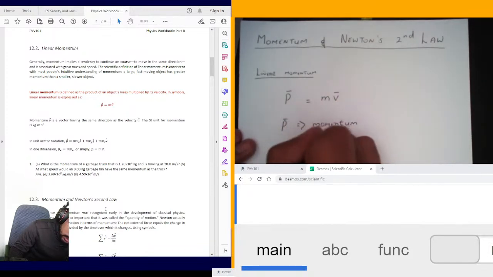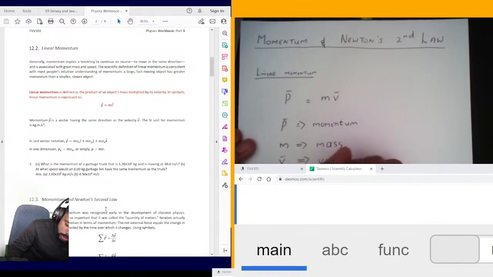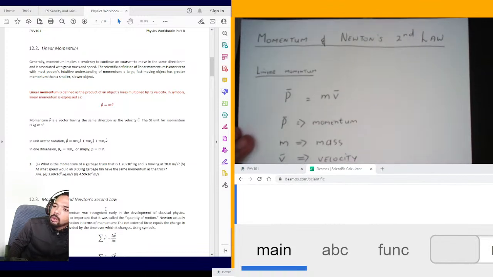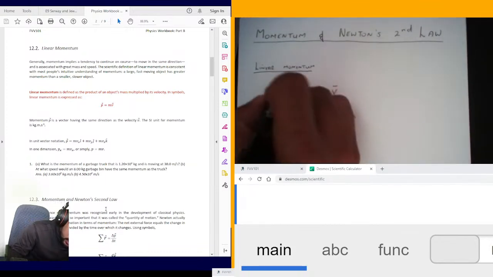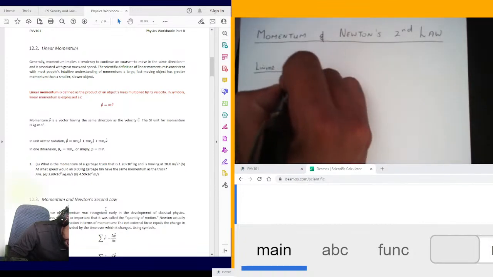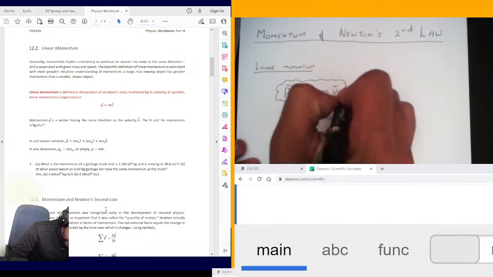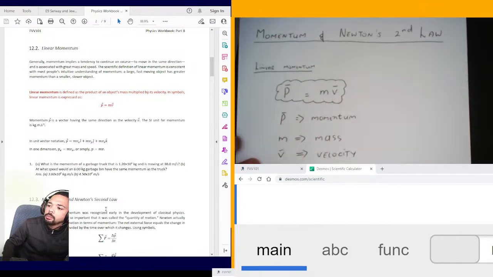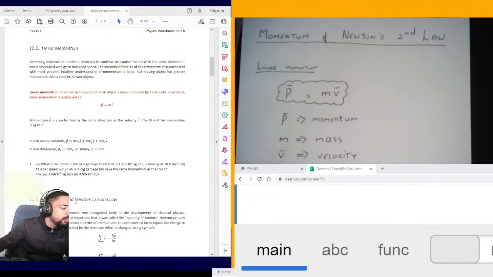This is the mass of the object, and this is the velocity, or the speed at which that object is moving. So linear momentum is defined as the product of the mass of an object with its velocity. That is its linear momentum.